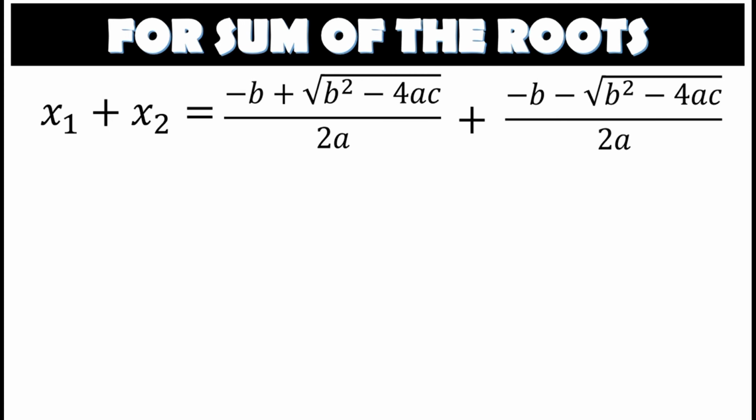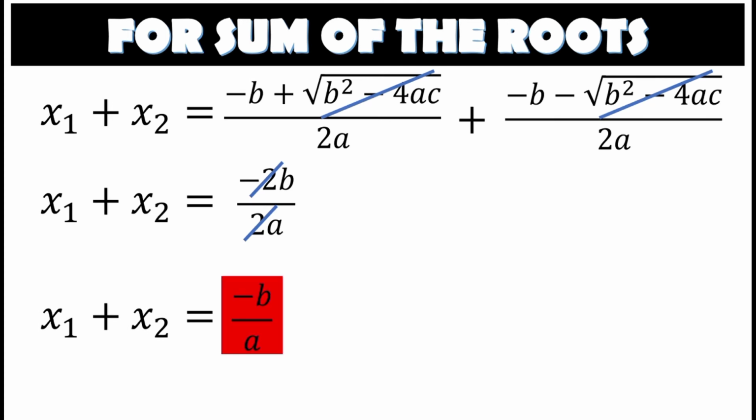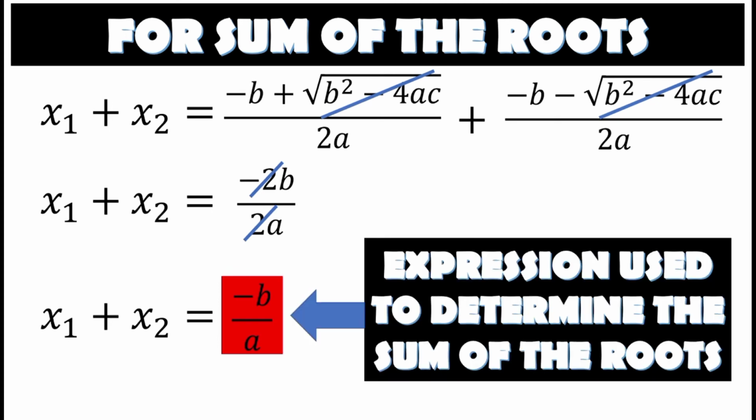If we add these terms, we can cancel out the square root of b squared minus 4ac and negative square root of b squared minus 4ac, while combining negative b and negative b, the result is negative 2b. We copy our denominator, which is 2a, so we can cancel out 2. What is left is negative b over a. So we can obtain the sum of the roots using the expression negative b all over a.